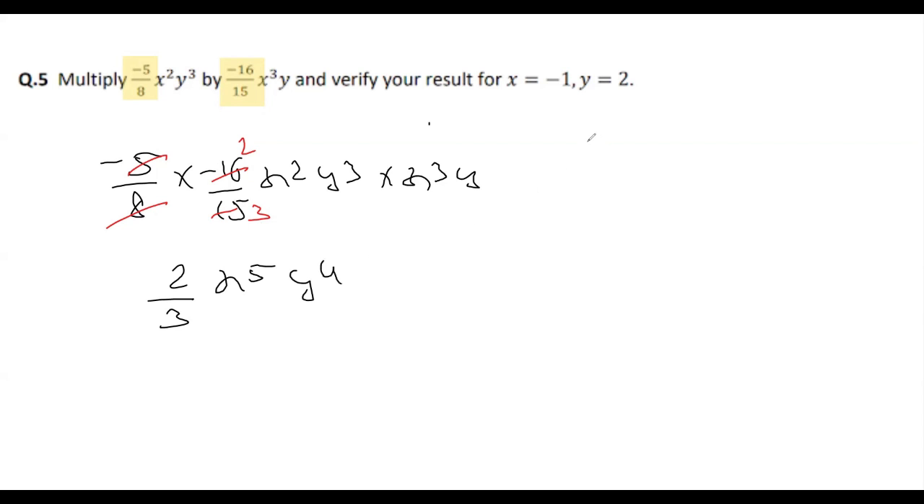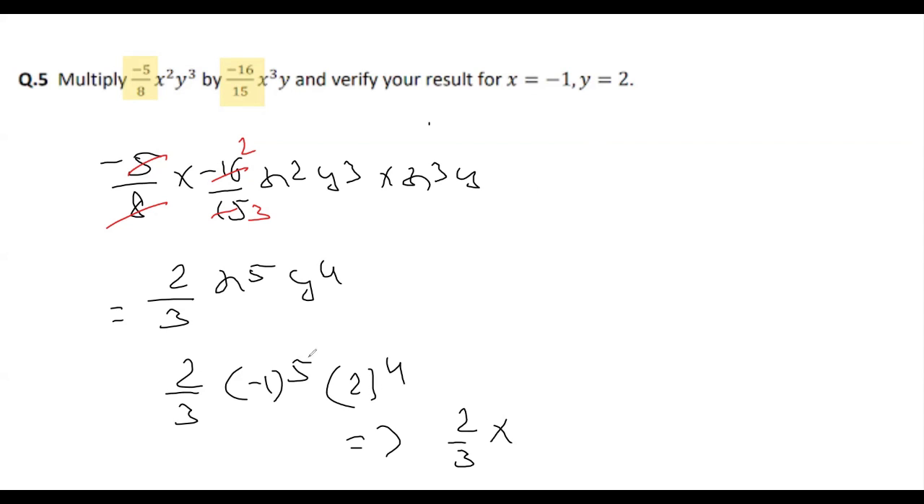Now later on, we have to find the value of this by placing x. So if I replace x with minus 1 raised to the power 5 and replacing y with 2, so it's 2 raised to the power 4. Now this is what? This is 2 by 3. As you know that minus 1 raised to an odd power will give you minus 1. So I'll write minus here, and 2 raised to the power 4 is 16. So we'll say minus 32 over 3 should be the answer for the fifth part.